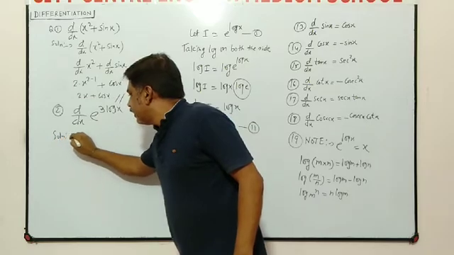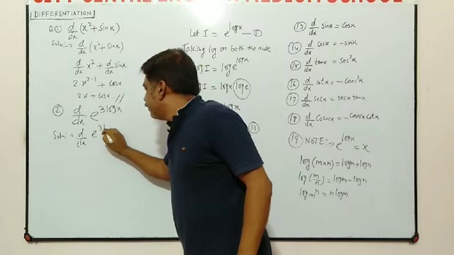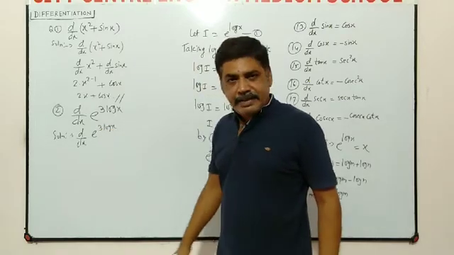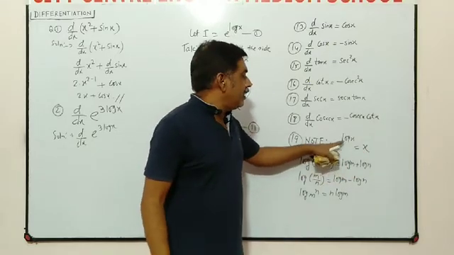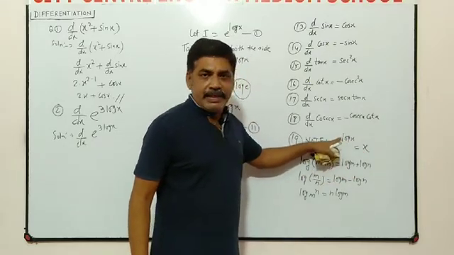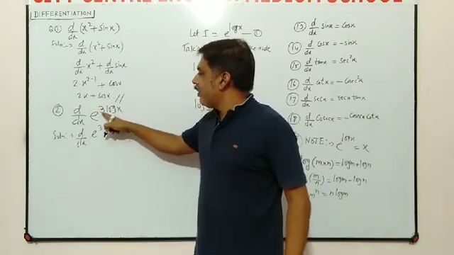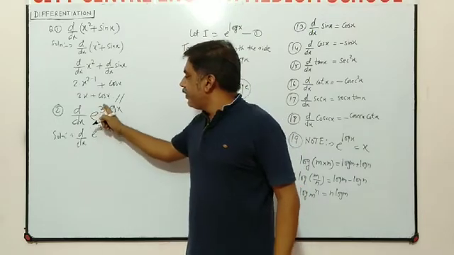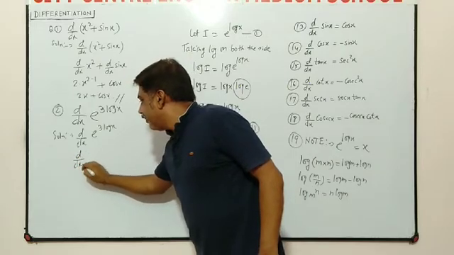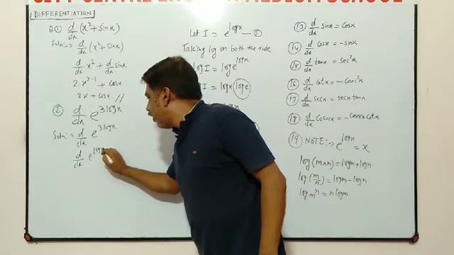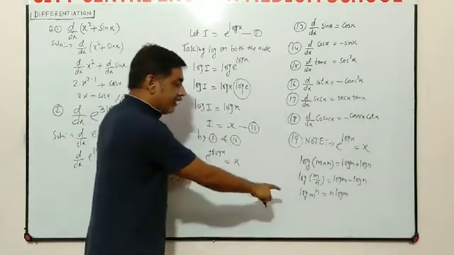Solution: d by dx e raised to 3 log x. Clear? We can write e raised to log x as x when the coefficient of log x is 1 and the sign is plus. The sign is plus, but the coefficient of log x is 3. So we have to remove this 3. We can write it this way: d by dx e raised to log x cube, using formula number 3.